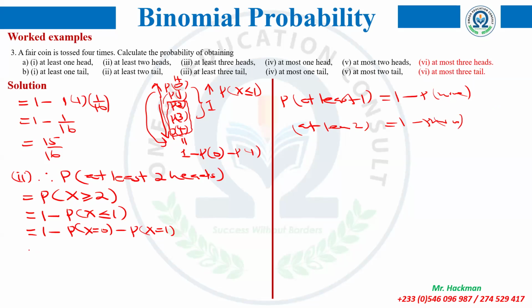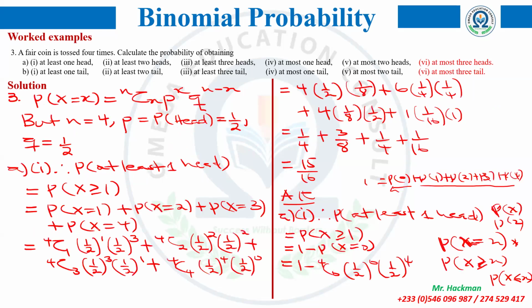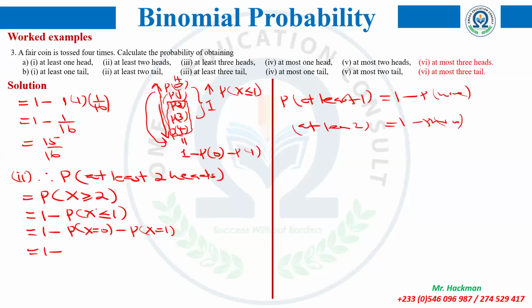So now it means this will be equal to 1 minus, let's go and find P(x = 0). Did we do it somewhere? Let's see. If you have done it from the previous one, then I won't. Okay, we haven't. So this will give you 4 combination 0, into 1 over 2 to the power 0, then 1 over 2 to the power 4. Am I right?